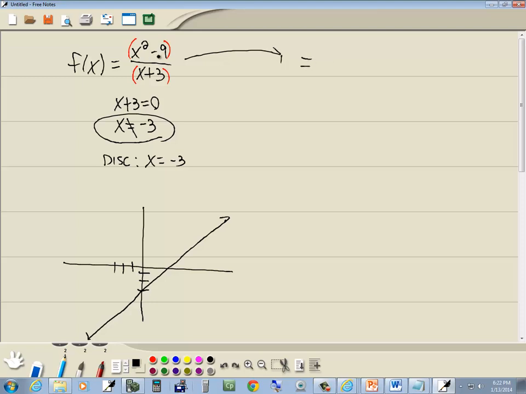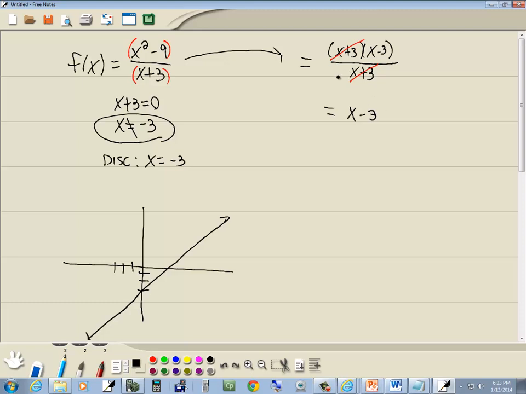Now, if I go back to my original function, if I factor the top, factor the bottom. The top is difference of two squares, and factors as x plus 3 times x minus 3. Now notice after I factor the top part, this has an x plus 3, and this has an x plus 3. They cancel. So that disappears. And we're left with x minus 3.